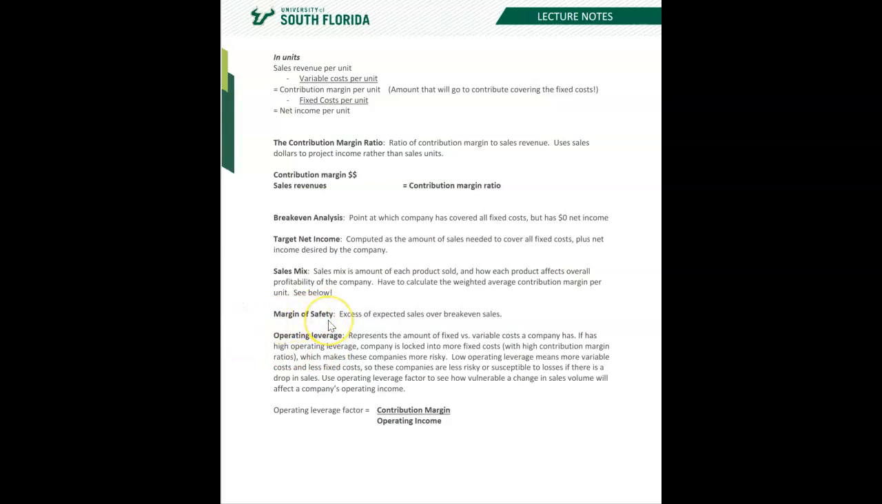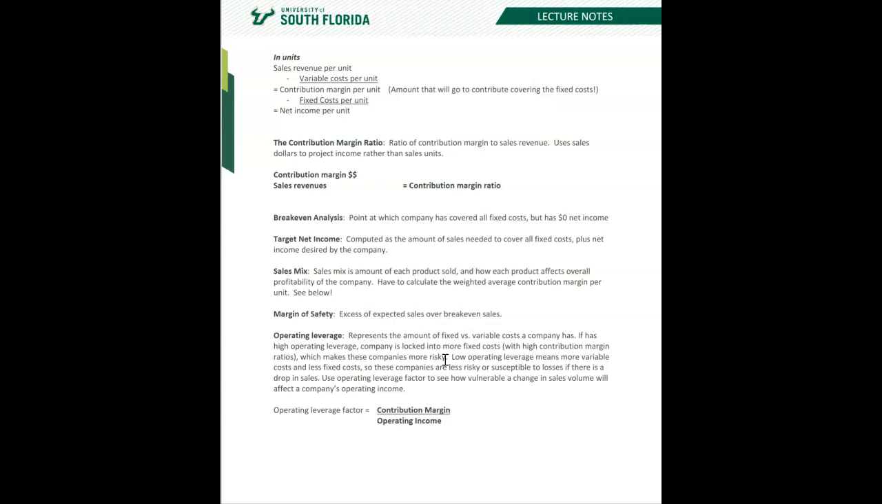And something like this might have been helpful during COVID. Okay, and the last one is operating leverage, and leverage sort of translates into risk. And it's the amount of fixed versus variable costs that a company has. If you've got more fixed cost, okay, then you've got higher operating leverage, and it makes the company more risky.